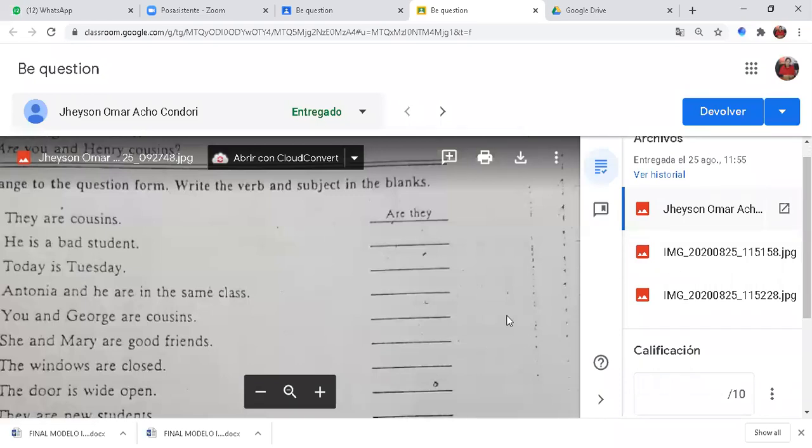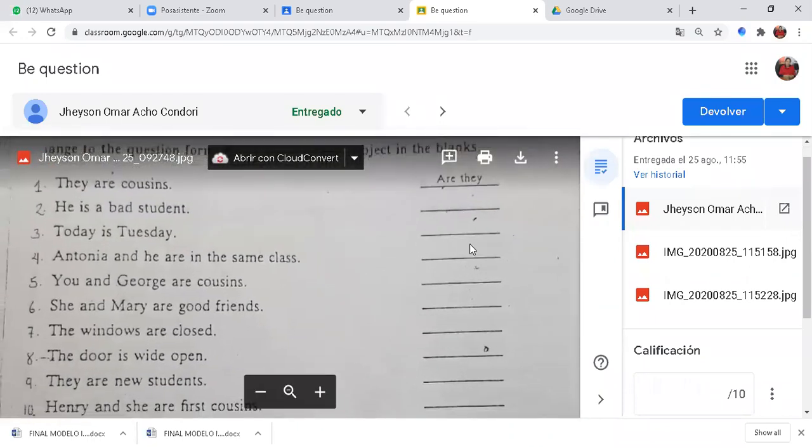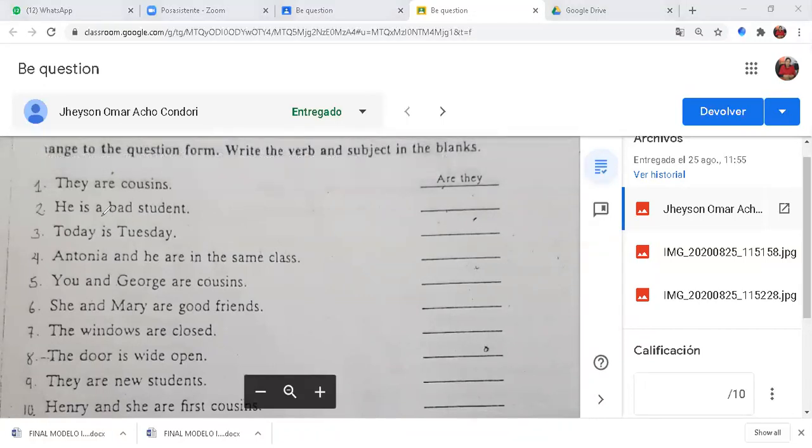Is he a bad student? Tiene que haber elevación de voz. Is he a bad student? Okay, number three. Is today Tuesday? Okay, so is se va adelante. Okay, and is today Tuesday? Question mark.